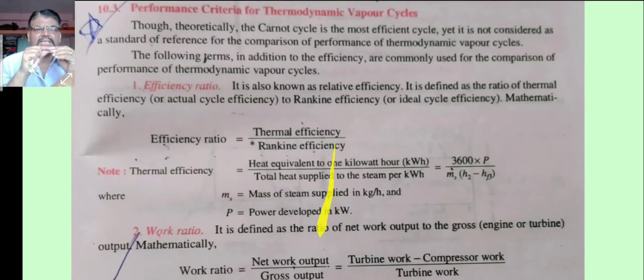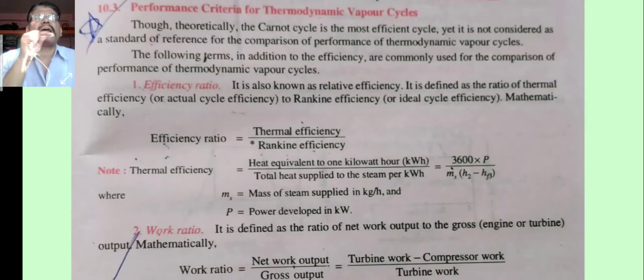Then there are the performance criteria for the thermodynamic vapor cycles. You can read it from the PPT, but what is important is how to calculate the efficiency ratio. While solving numericals, the efficiency ratio is given by thermal efficiency divided by Rankine efficiency. There is one note you can see: the thermal efficiency that can be measured is calculated as 360 multiplied by P divided by M into H2 minus HF1, where HF is enthalpy of the fluid, we can say.